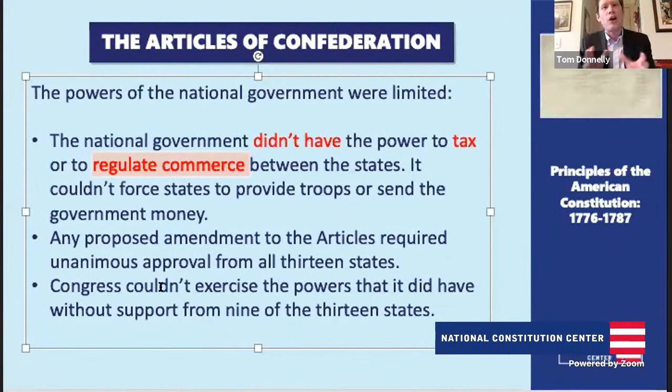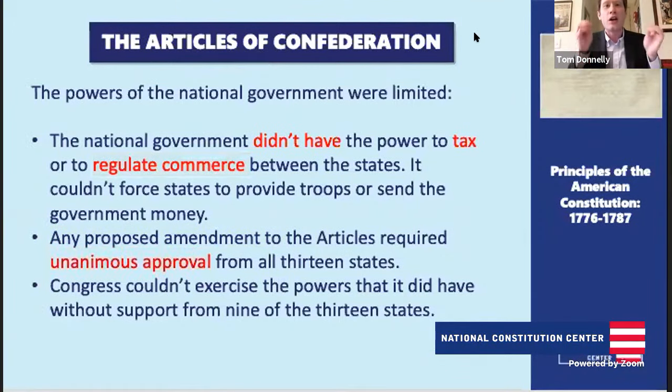And importantly, too, there was a mechanism for making the Articles of Confederation better. There was an amendment process, but it required the approval of every state. The amendment process required unanimity.